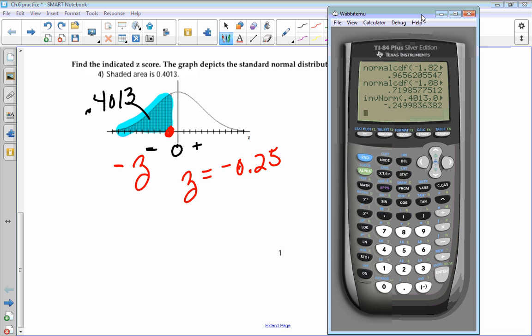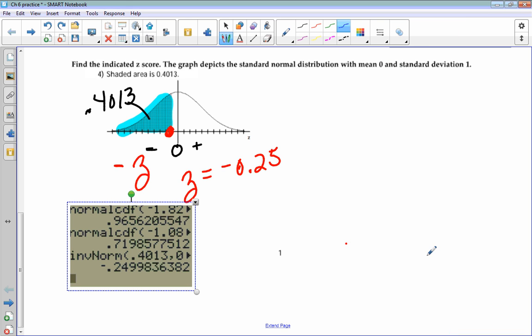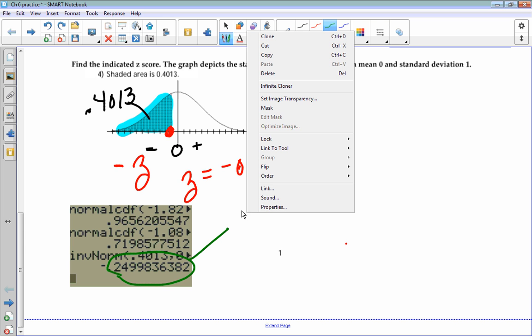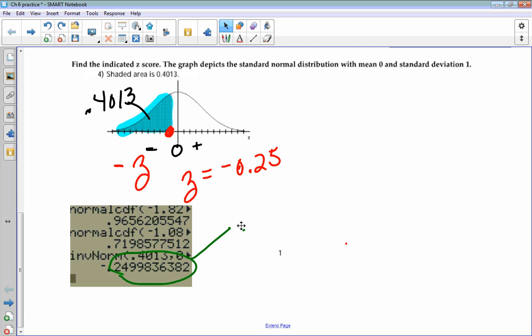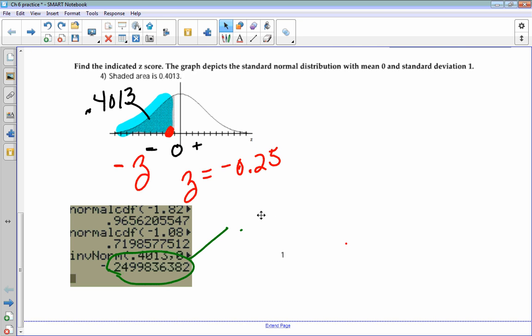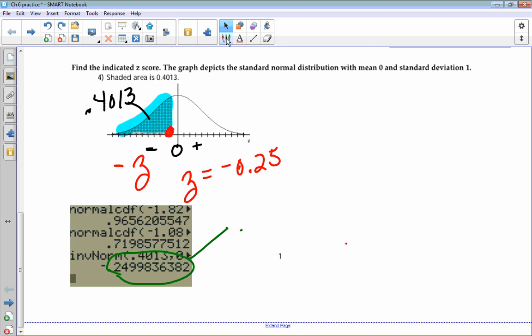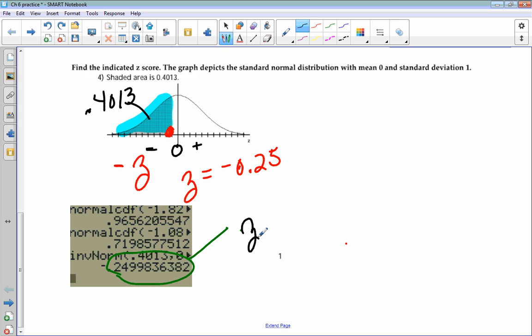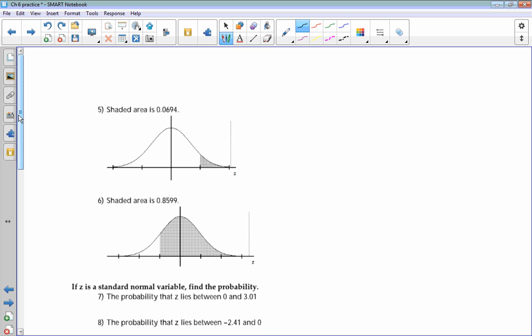And I'm going to find the exact same answer that I got when I use the table. Of course, z-scores must be rounded to 2 decimal places, and when I round this, z will equal negative 0.25. These are 2 decimal points. Let's continue on with the next problem I have for you.